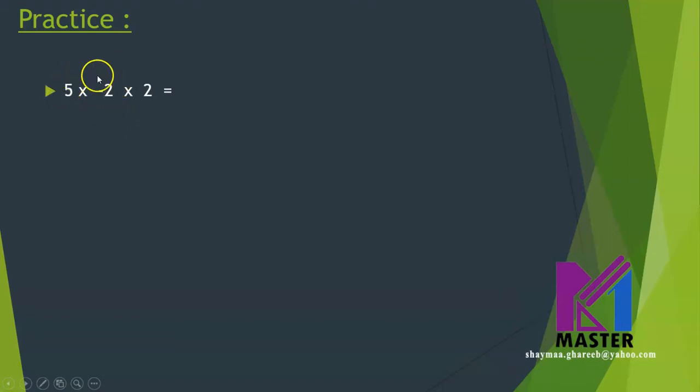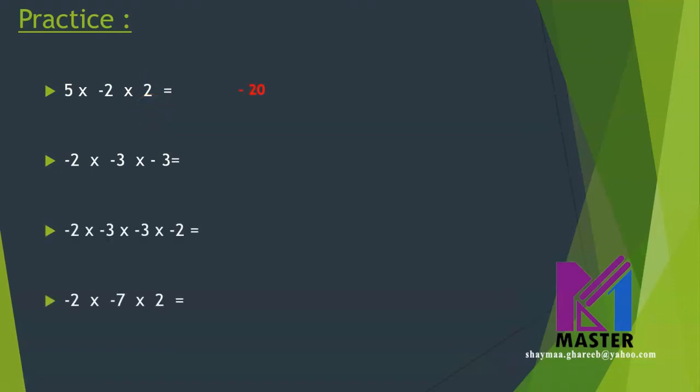So if this part is negative 10, negative 10 times 2, so I have a negative number, which is negative 10, times a positive number, which is 2. So the answer will be negative. Right? Now I will show you all the examples and I want you to do it on your own, the same way. As we said here, it's negative 20. Now, let's go to the next example.